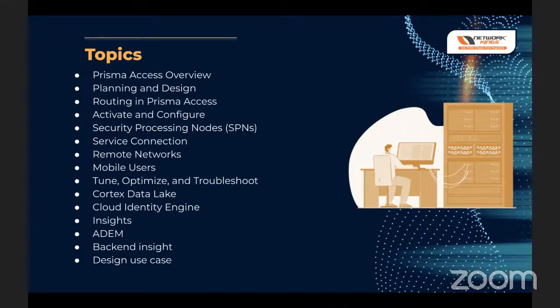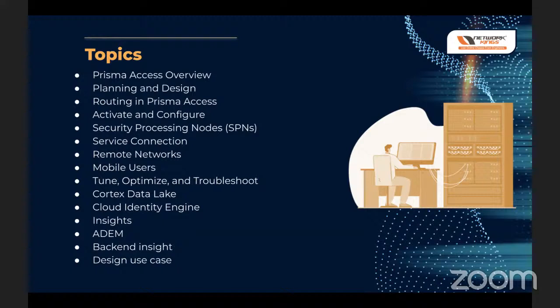We just need to perform the configuration to route our traffic to the Palo Alto cloud infrastructure, and there the traffic will be inspected and it will go where it is destined to. So we'll discuss in detail what is Prisma Access and how the infrastructure looks like.